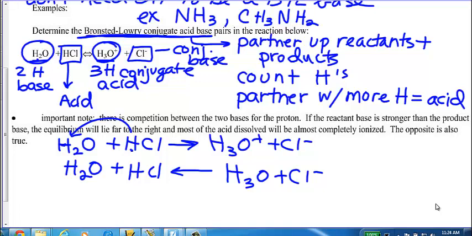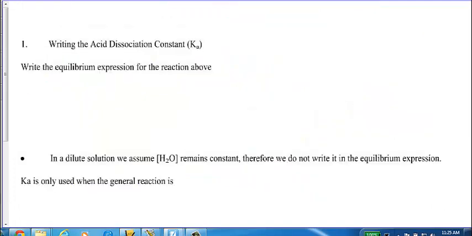So anyway, there's competition in the reactions for protons between our two bases. Water is attracting the proton from hydrochloric acid, and chloride is attracting the proton from H3O plus. So both reactions are happening. There's double things going on here. Whether water is a stronger base or Cl minus is a stronger base will determine where the equilibrium lies, and we'll get into that later on in this chapter.